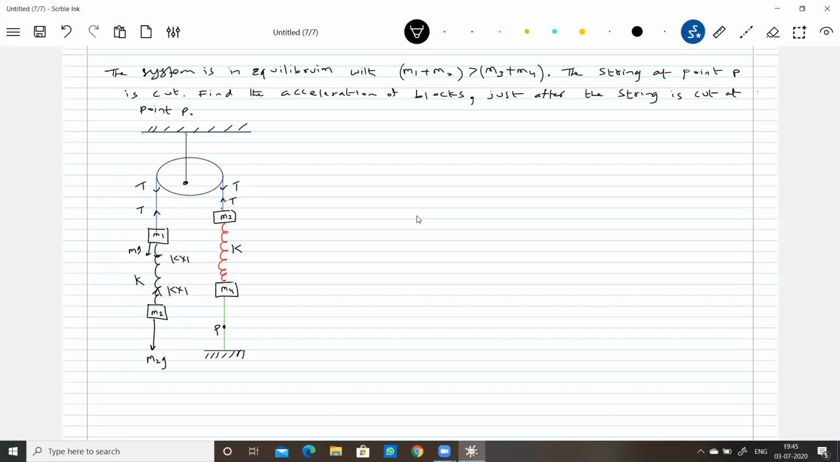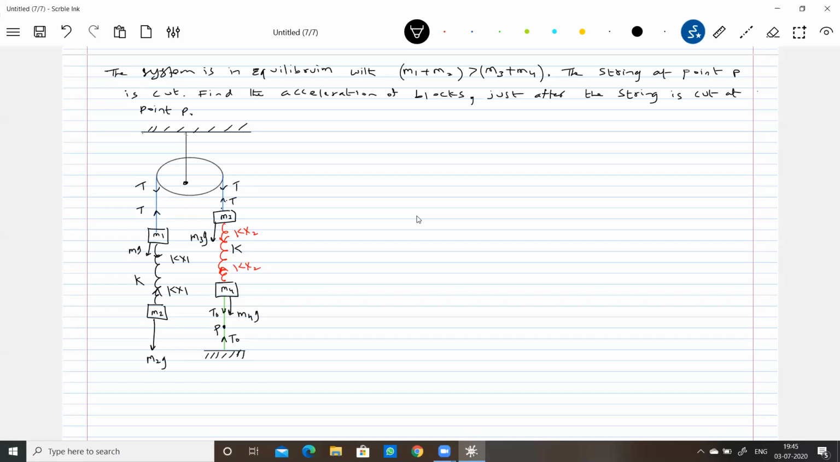So the weight M3g will act. This particular spring, let me assume it got elongated, so spring force kx2. Here kx2. Then this is M4g. And the tension in this string, let it be say T naught, I'll write it. Anyway, because we are going to cut it, no problem.